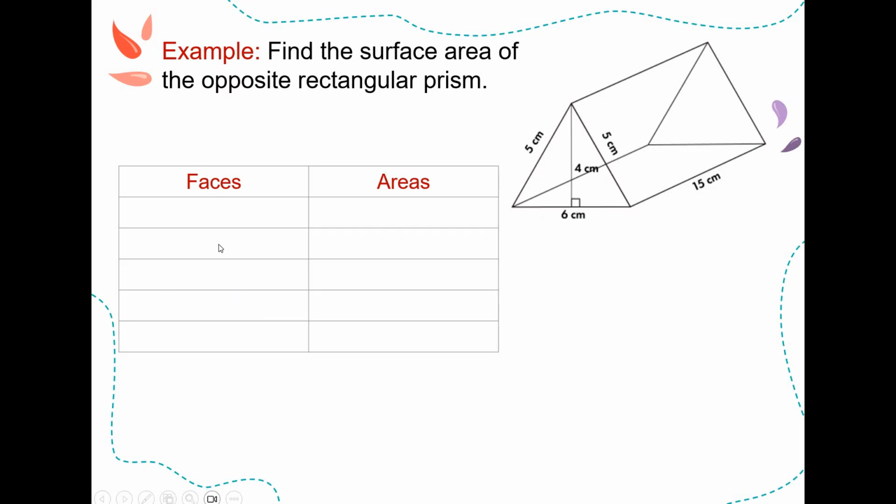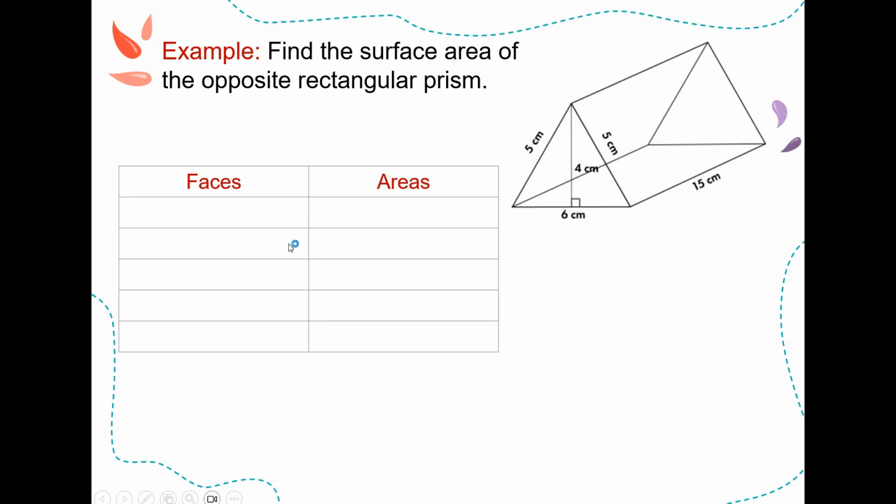This column will be about the faces and this column will be about the area. How many faces do I have in the triangular prism? As we said before, I have 2 triangles and 3 rectangles. So I need 5 faces here. I will find the area of each face. Then if I add all of these areas, I will find the total surface area of the triangular prism.